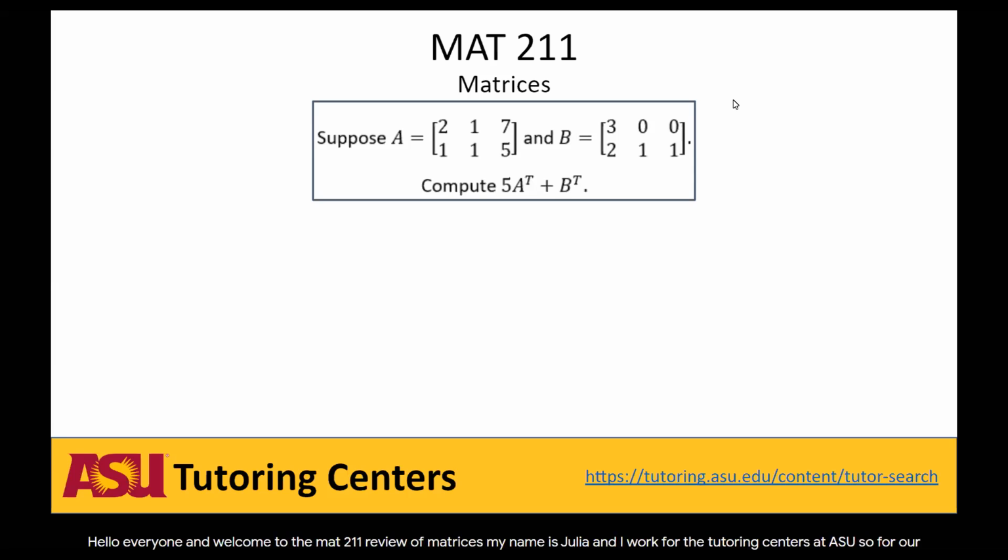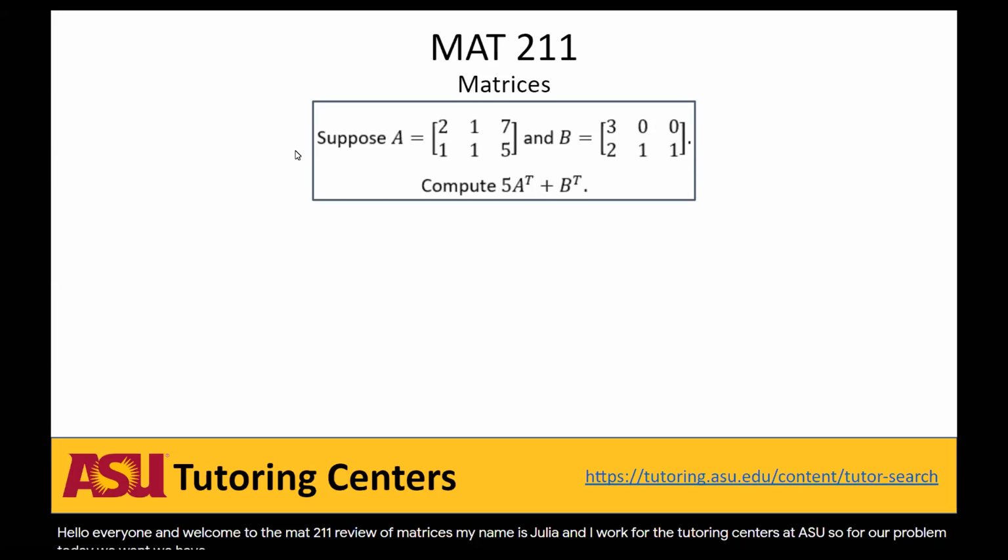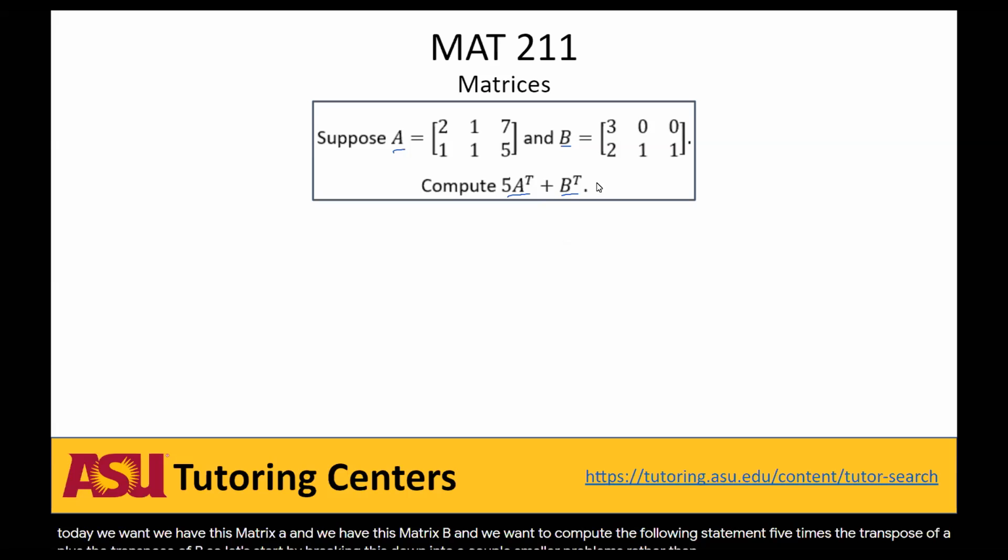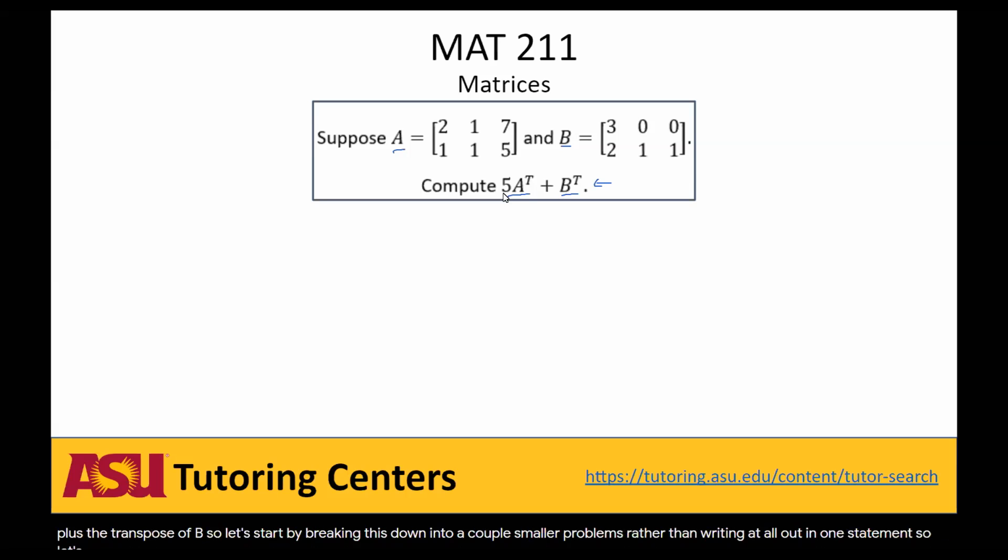So for our problem today, we have this matrix A and this matrix B, and we want to compute the following statement: 5 times the transpose of A plus the transpose of B. So let's start by breaking this down into a couple of smaller problems rather than writing it all out in one statement. Let's look at 5A transpose first.